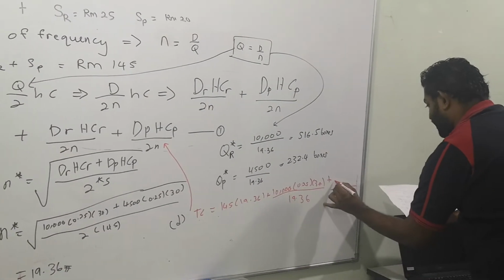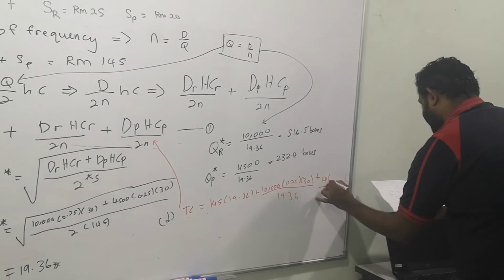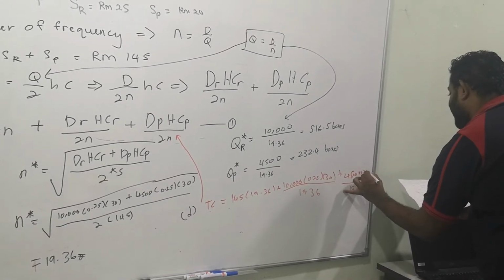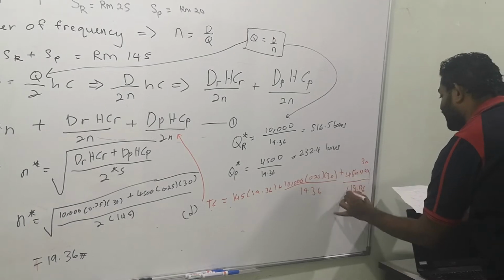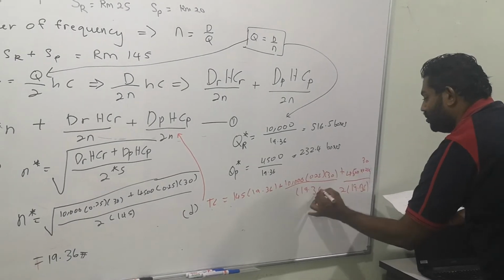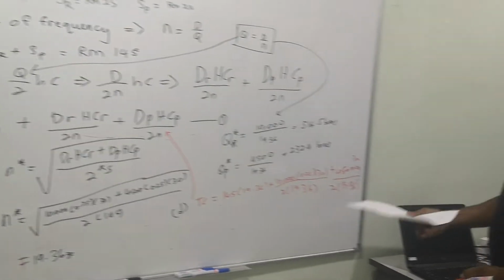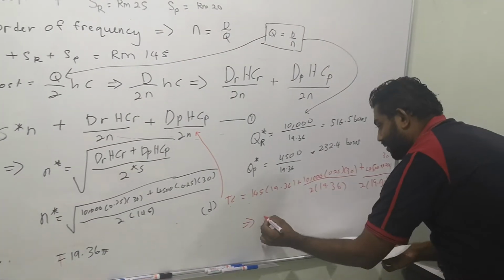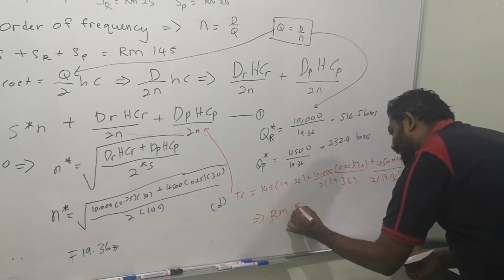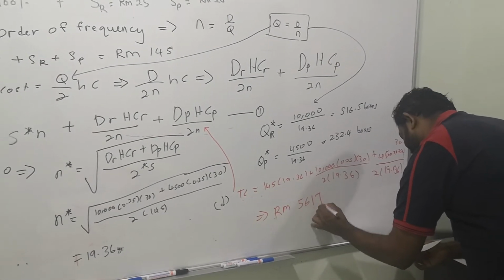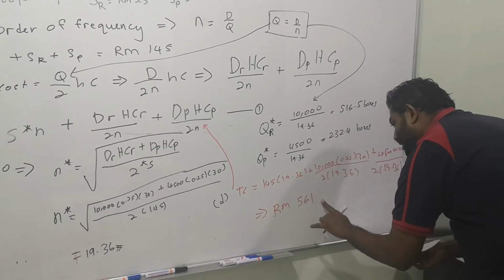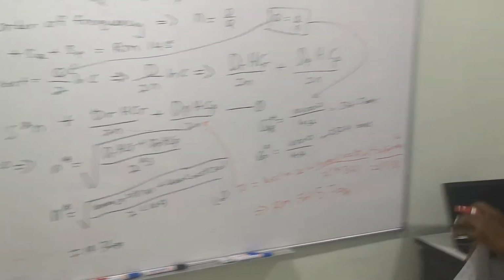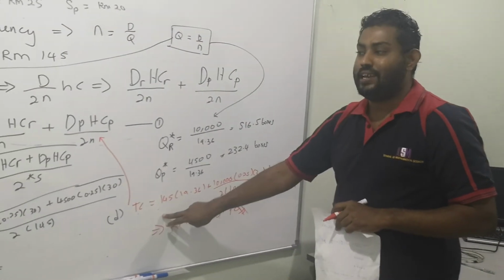here you should get 4,500 times 0.25 times 30 ringgit, over 2 times 19.36. So in total, when you calculate here, you will get around RM 5,615.70. So this is the total cost when you are jointly ordering.